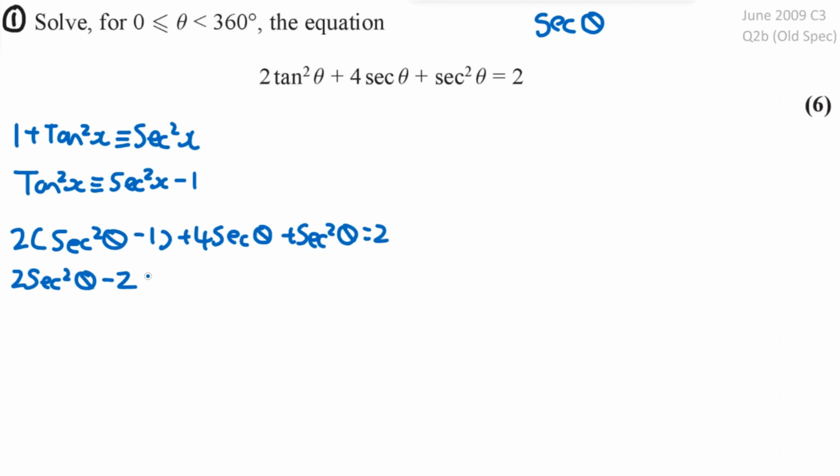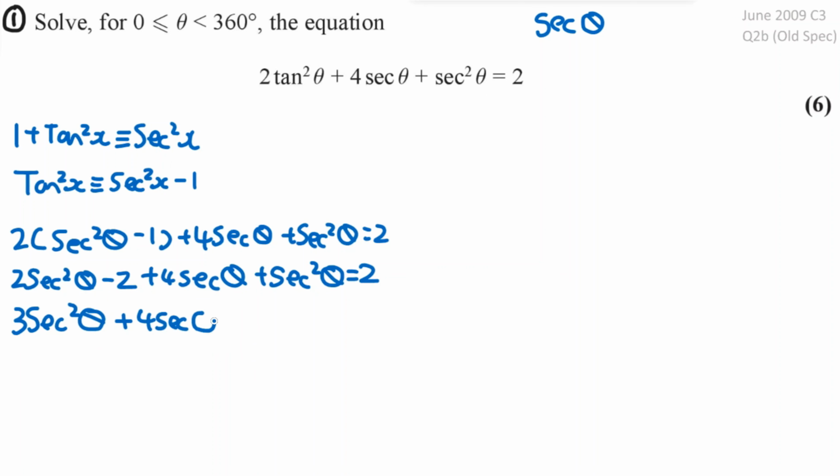You can see we only have sec left now. Then it's plus 4 sec theta plus sec squared theta is equal to 2, and then move this 2 onto the other side, so therefore this side is equal to 0. So it's the quadratic equation that we're familiar with, where it's equal to 0. So this will become 2 sec squared theta plus sec squared theta is equal to 3 sec squared theta. Then it's plus 4 sec theta, and then it's going to be minus 2, and then this minus 2 comes across as well, so it's minus 2 like this, which is going to simplify to minus 4, and this is equal to 0.